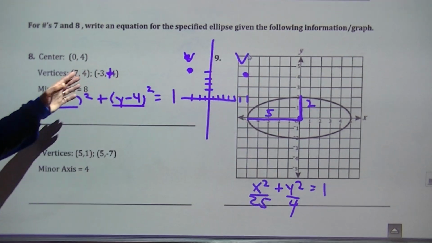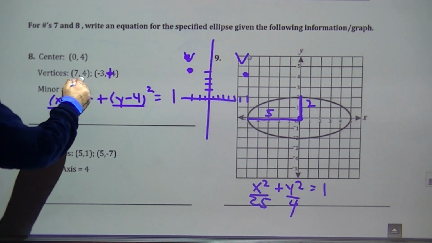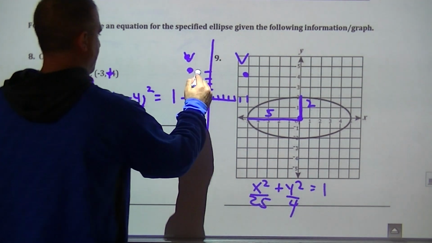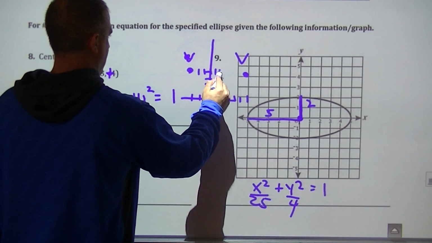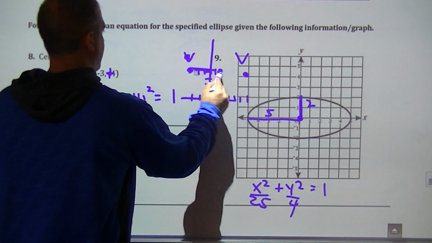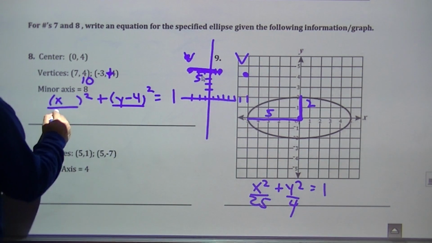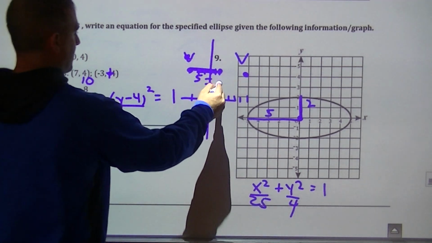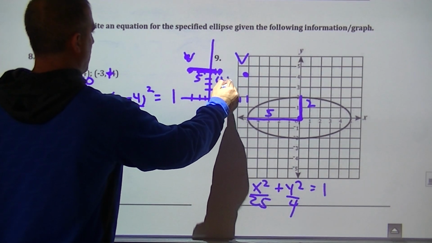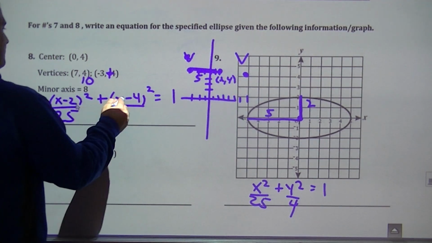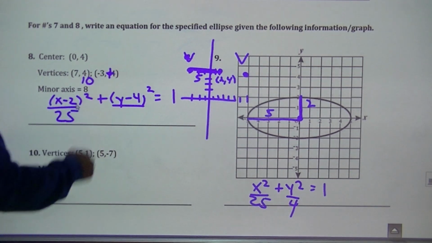So you look at how far those are apart. Those are 10 spaces apart. So moving in 5, 1, 2, 3, 4, 5 will put me right there. Now that 5 amount helps me with two different things. First thing it helps me with is that's going to be what's underneath x. The other thing is that tells me what the center is, which is 2, 4. So it's going to be minus 2 and minus 4.